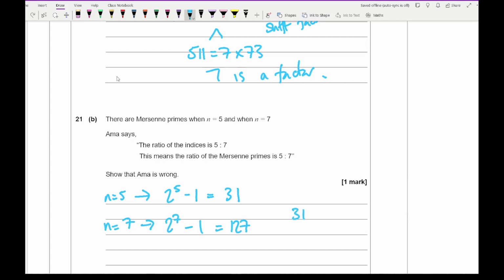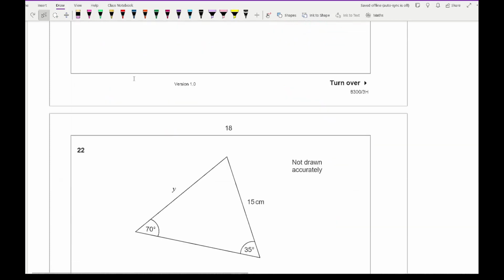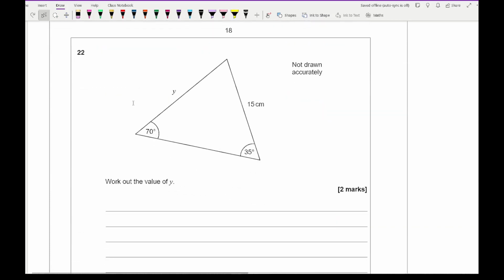And the ratio of 31 to 127 is not the same. It cannot be simplified as 5 to 7. So therefore, she is wrong. Then moving on to question 2, it says work out the value of y in this triangle. Now hopefully you would have spotted that this is going to be a sine rule question.